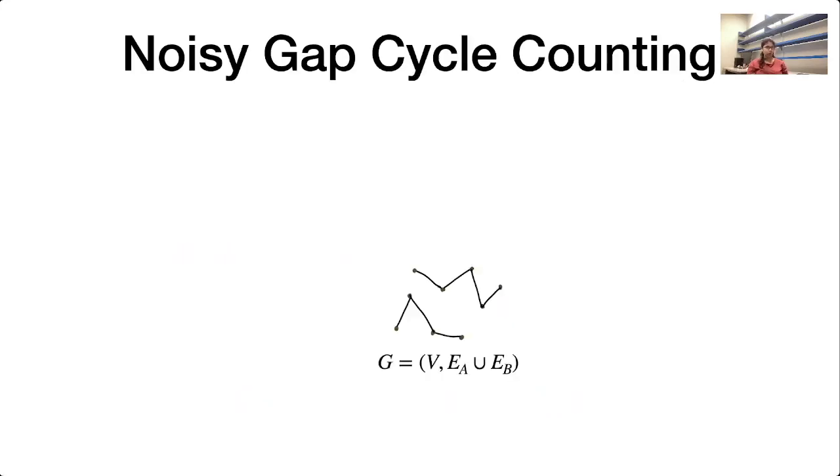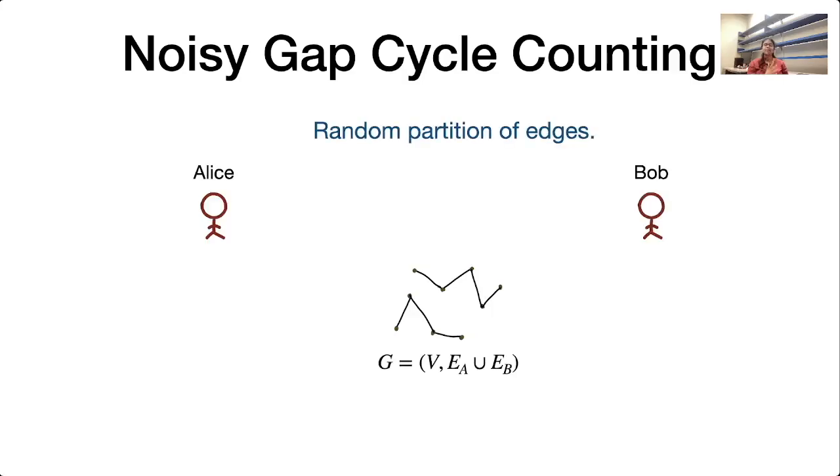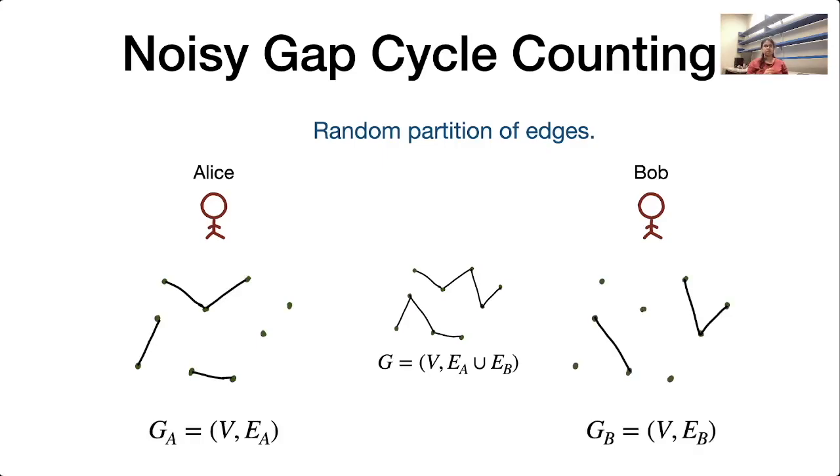We have graph G, which is an instance of NGC, and we have Alice and Bob. What we're going to do is randomly partition the edges of G and give them to Alice and Bob. Alice gets edge set EA, Bob gets edge set EB, where EA and EB are just a random partition of the edge set of G. Alice can send a message of length at most s to Bob, and Bob has to find which instance of NGC the graph G belongs to.